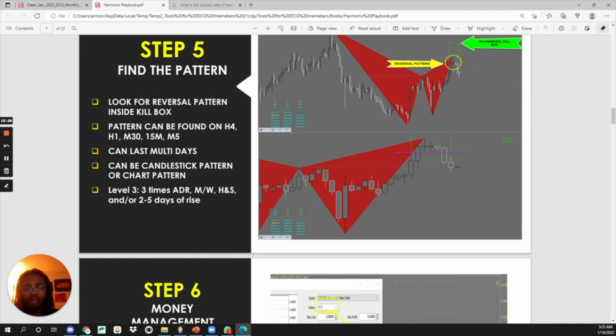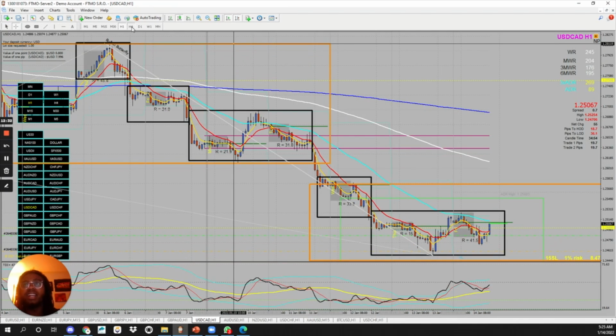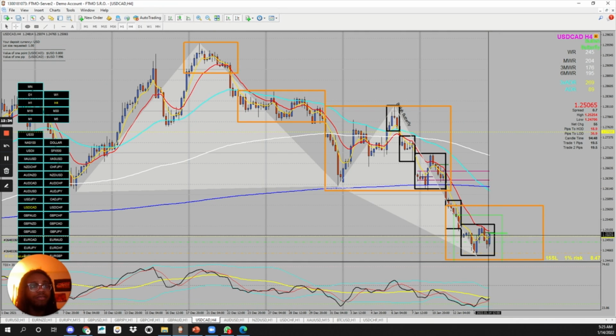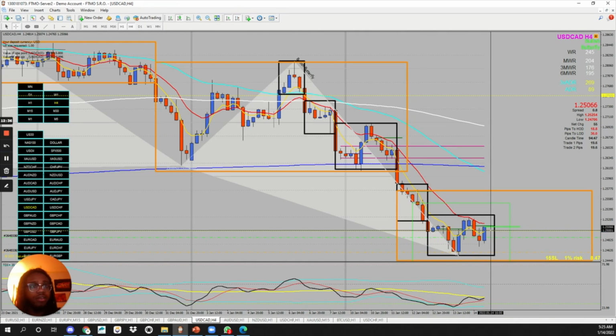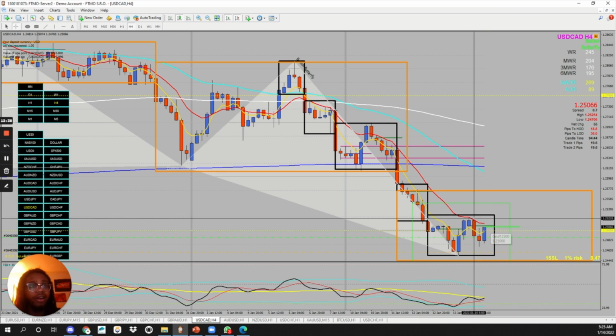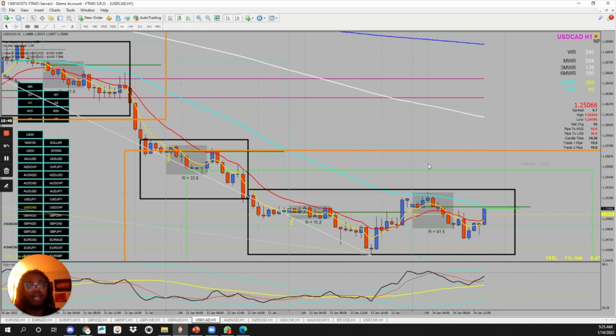Currently on a 4-hour chart, we don't really have a candlestick pattern, so to speak. Not that I know of. We have one kind of developing at the moment, which may be a star pattern, but we don't know yet until this 4-hour candle closes, right? But I can tell you for sure, let's go back to the playbook.